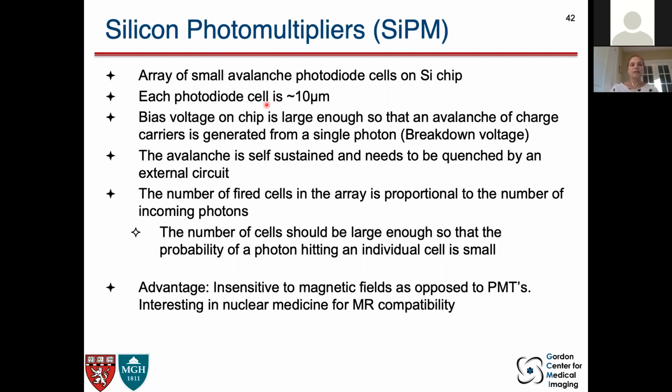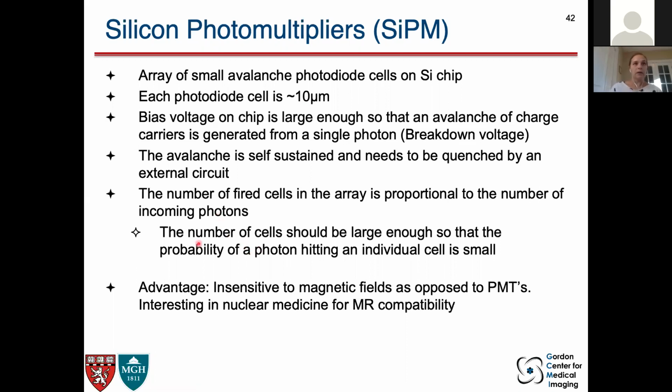And because these cells are small enough, the probability of more than one photon hitting the same cell is pretty small. This means that the number of fired cells in an array is proportional to the number of incoming optical photons. So if this is true, the number of fired cells will correspond to the energy of your incoming radiation, if the number of optical photons corresponds to your incoming radiation energy. So there needs to be linearity in all of these stages.